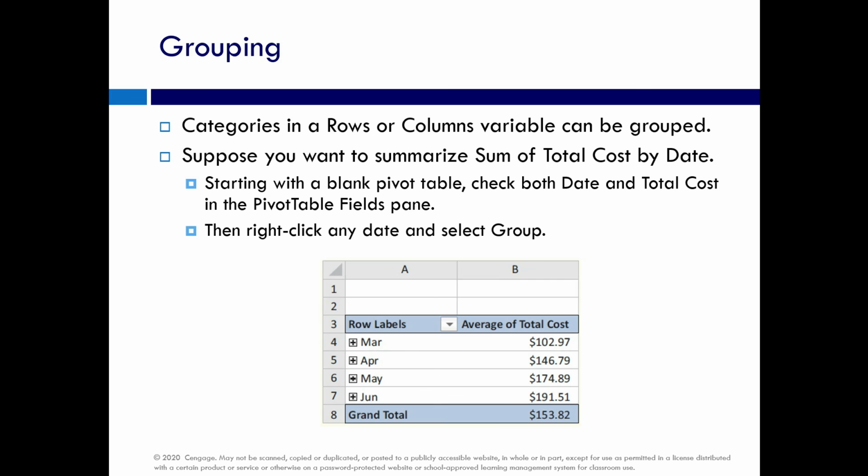Grouping. Categories in the rows or columns variables can be grouped. Suppose you want to summarize the total costs by date. Starting with a blank pivot table, check both date and total cost in the pivot table fields, and then select group.